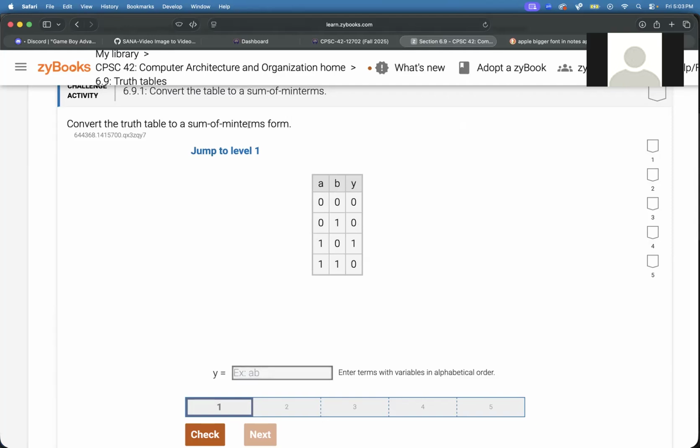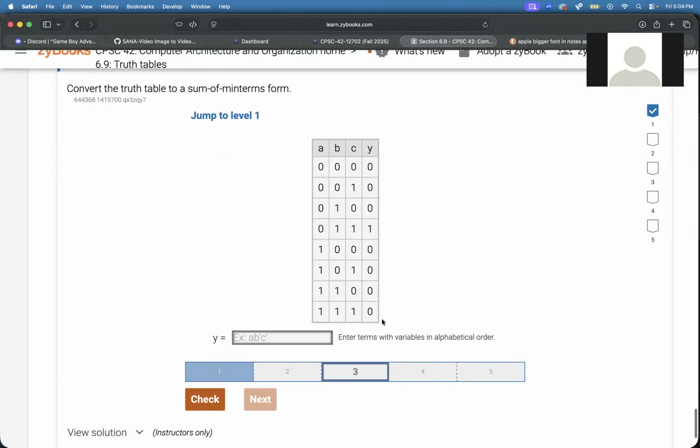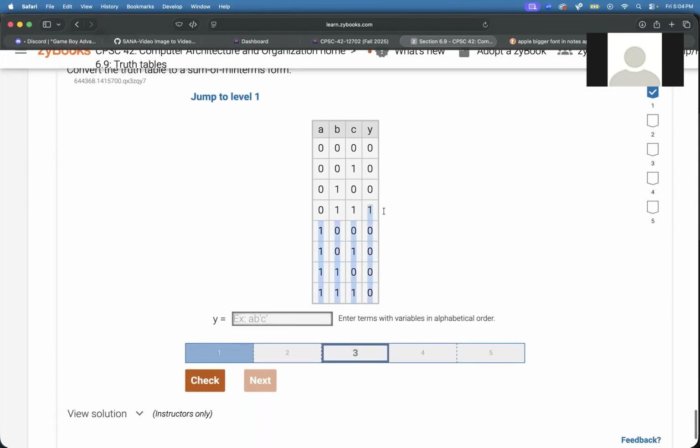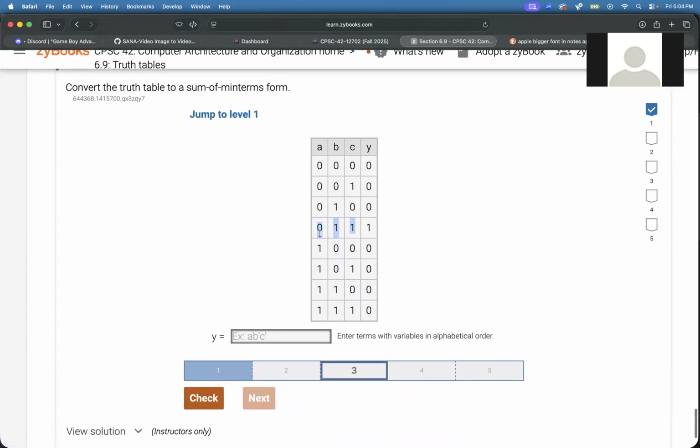So convert the truth table to sum of min terms form. Okay, this has 1, 1. And it's from the row 1, 0, which is A not B. A not B. Skip to the third. This one also has 1, 1. And it's from this term. So this term is not A, B, C. Not A, B, C.